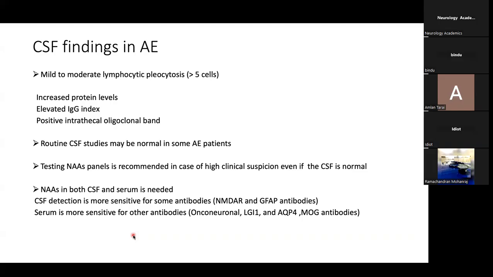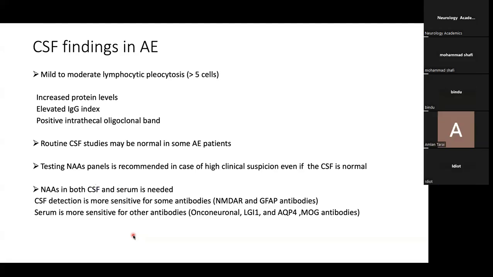So neuronal antibody testing is important in both CSF and blood, because CSF detection is more sensitive for some antibodies like NMDA antibody, and serum is better for other antibodies like onconeural antibody, LGI1, aquaporin 4, and MOG. So both serum and CSF study are needed to actually diagnose what type of encephalitis it is.